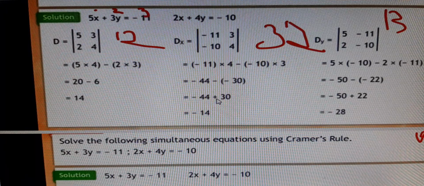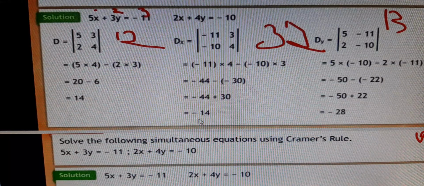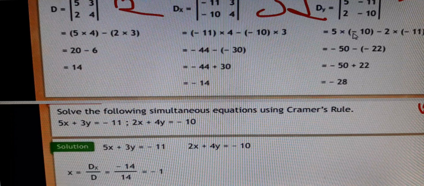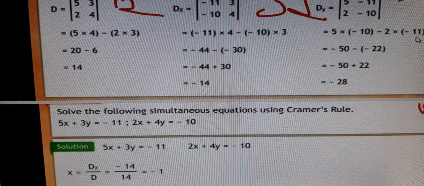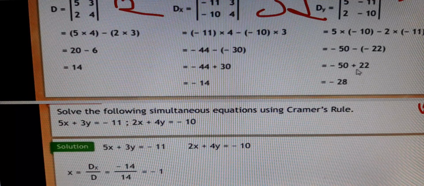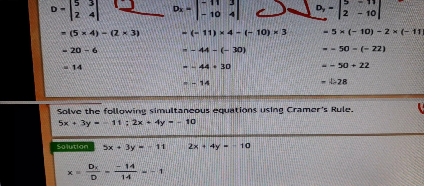Here also, signs differ so it is subtraction. 44 minus 30 is subtraction, 14, and the answer gets the bigger number's sign. Here also, 5 into minus 10 is minus 50, 2 into minus 11 is minus 22, minus minus goes to plus, minus 50 plus 22 becomes minus 28, and the answer gets the bigger number's sign.